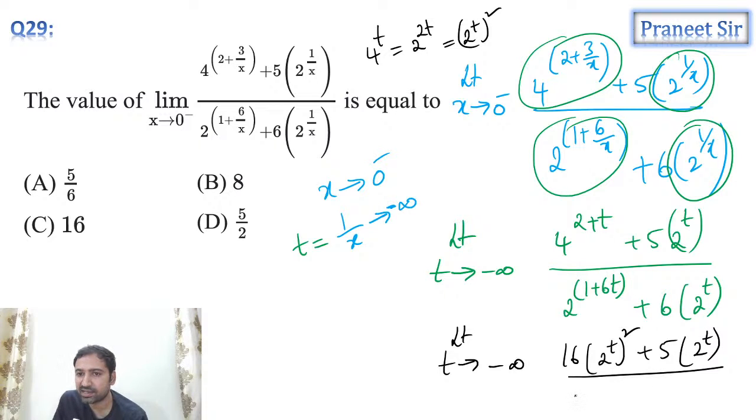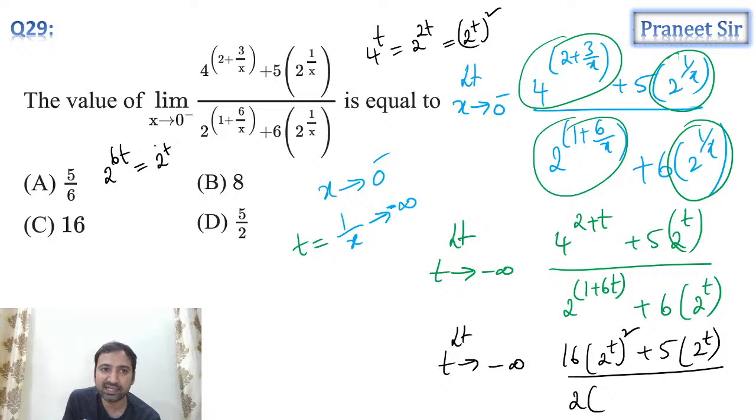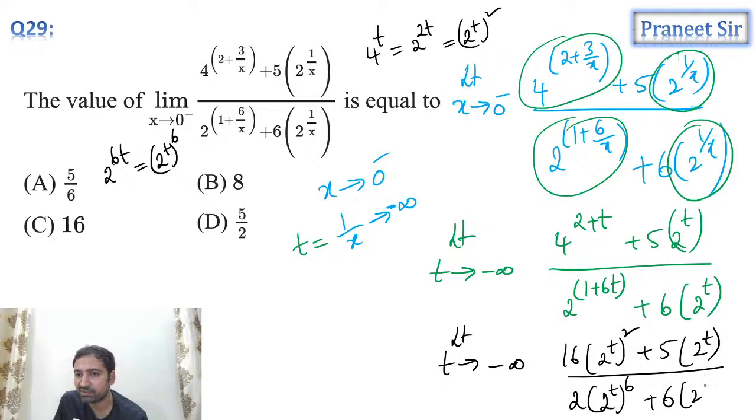So now tell me, this is like 2 into 2 power 6t. Again, 2 power 6t, I can write it as 2 power t whole power 6. Next, plus 6 into 2 power t. Can I cancel 2 power t? Guys, can I cancel 2 power t? If I cancel 2 power t, let's see how much we get.